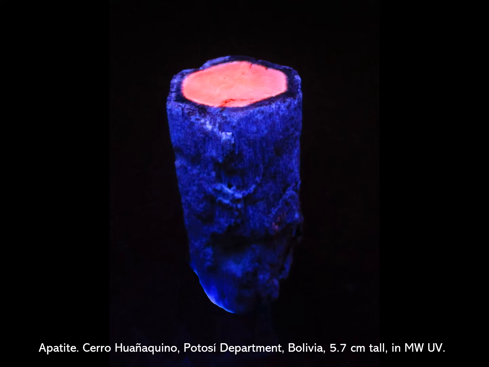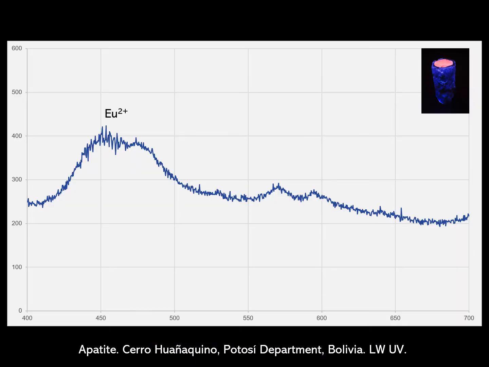So this is an example of a concentrically zoned apatite from Bolivia that shows very distinct, very coarse concentric zoning under a midwave source. This is one that we did spectroscopy on. So the way that we identified these peaks was comparing them to other studies that are in the literature.